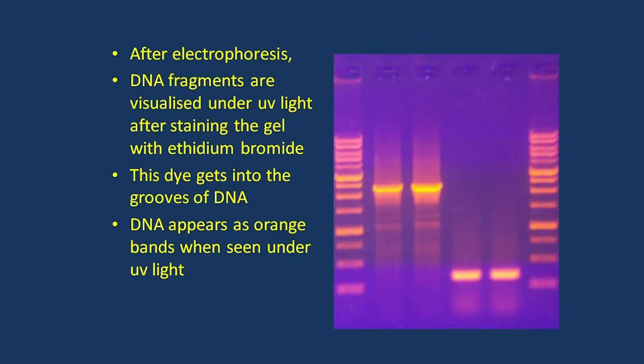After electrophoresis, the DNA fragments are visualized under UV light by staining with ethidium bromide. Ethidium bromide is a fluorochrome. A fluorochrome is a chemical which absorbs UV light and emits visible light. This dye gets into the grooves of DNA. DNA appears as orange bands when seen under UV light.